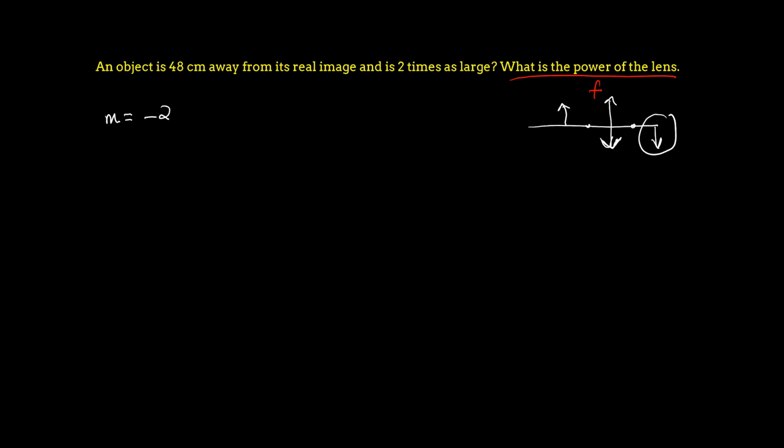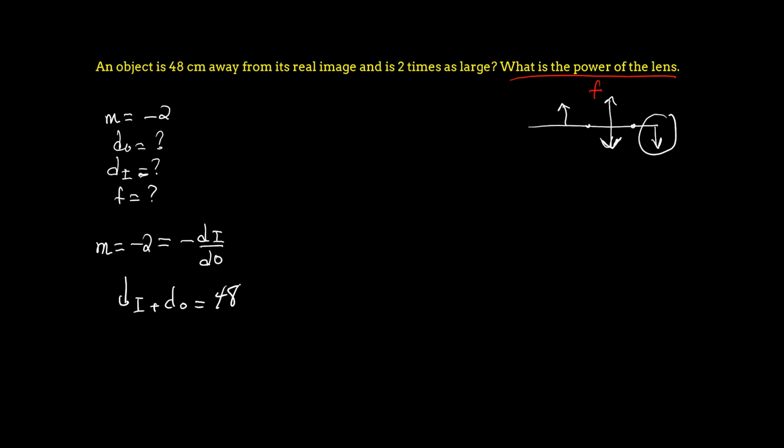So what's the power? We need F. We don't know what DO is, what DI is, what F is. We don't know any of those. But all we know is that the magnification, which is -2, is negative DI over DO. And we know that DI plus DO equals 48. Those are the 3 things. So this is what's given, or what we know, and we're looking for these. We need to find these.